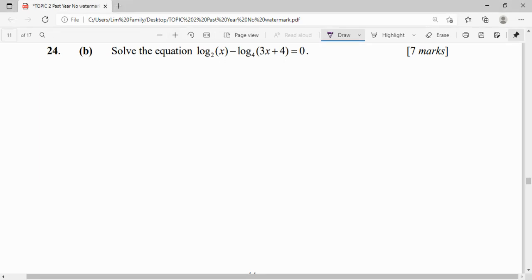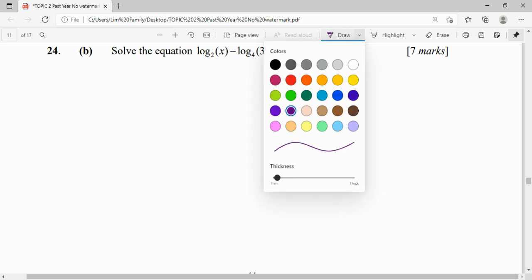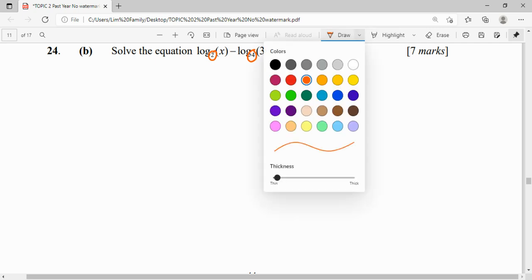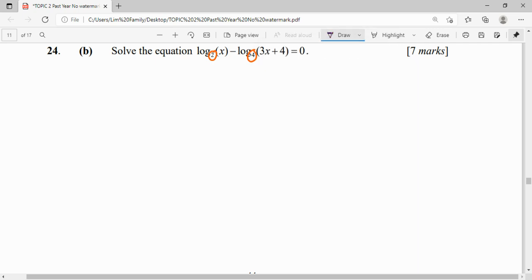So question 24b asks us about a logarithm equation. First of all, we have to check our base here. Is it in the same base? This is base 2, this is base 4. So obviously we need to change our base before we go on to simplify our log equation.